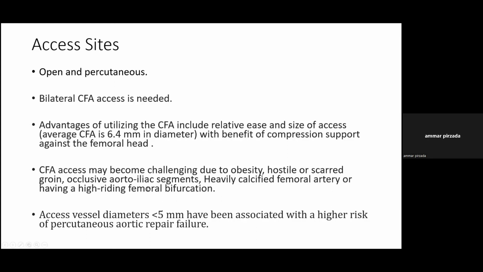Common femoral access may become challenging in certain conditions that include hostile groin, or cases of significant obesity, occlusive aortoiliac segments, heavily calcified femoral artery, particularly with anterior calcifications, or a high riding femoral bifurcation. Access vessel diameters of less than 5 mm have been reported in literature with a higher risk of percutaneous aortic repair failure. So we should at least have a more than 5 mm size. The average size is usually 6.4, but there can be patients with smaller size vessels.